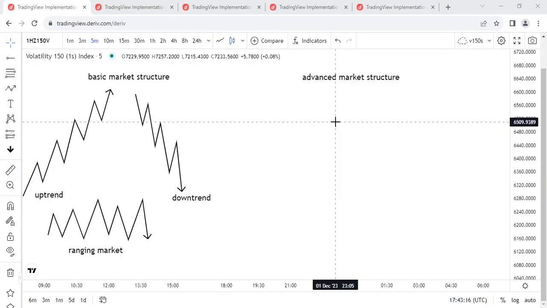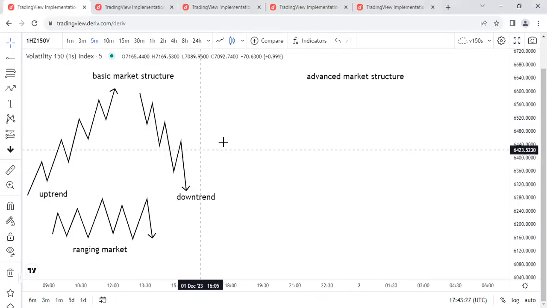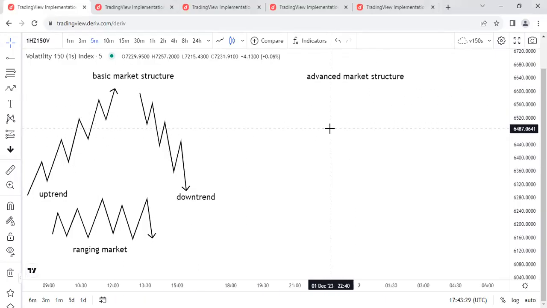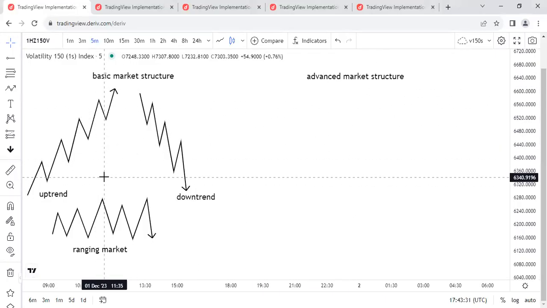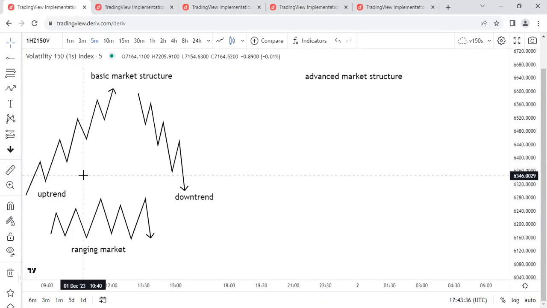Okay, I'm going to teach you guys about supply and demand later on in the future, but we're just going to focus on market structure, which is very important. This basic market structure is going to teach us how to go about our advanced market structure. That's why I want to focus on this first, and I want you guys to learn it well. So now the uptrend, buyers are more active than sellers, while in the downtrend, the sellers are more active than the buyers. There are more sellers in the market than there are buyers.